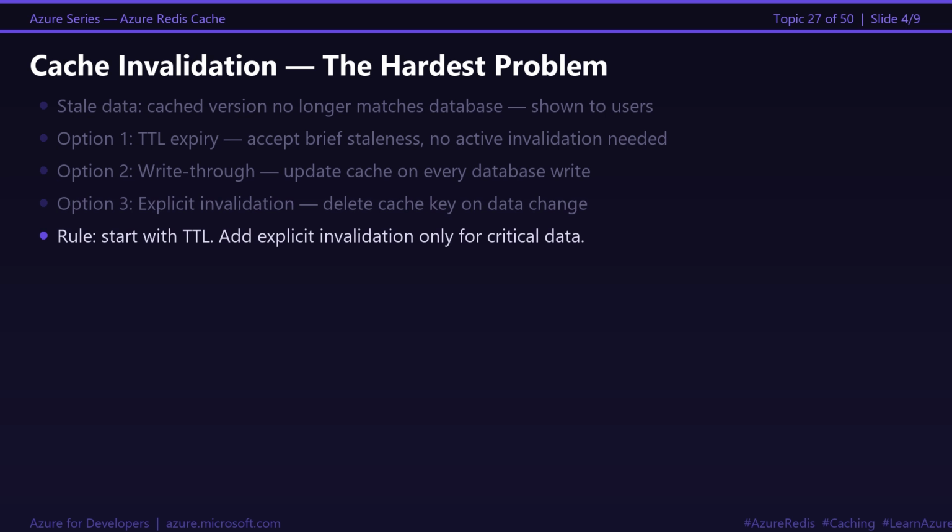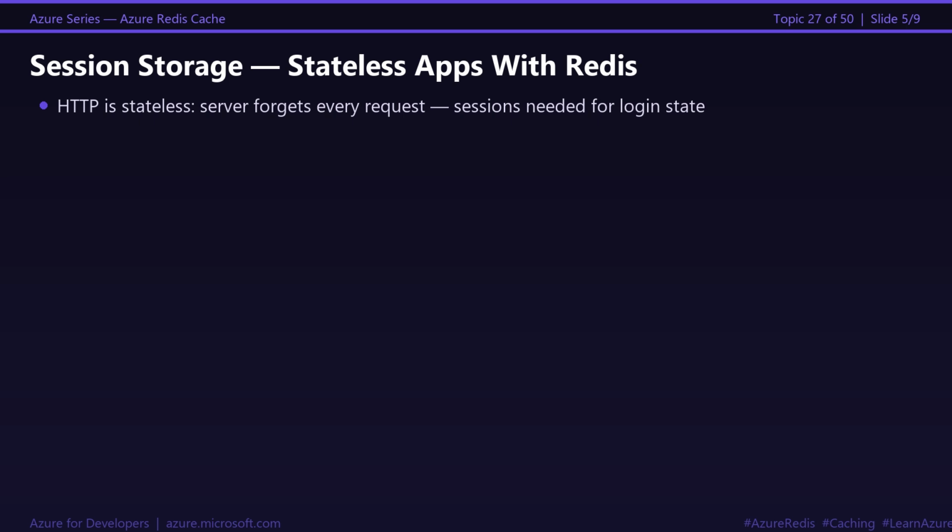My recommendation: start with TTL expiry for all new caches. Only add write-through or explicit invalidation when you have a specific staleness problem. Avoid over-engineering cache invalidation before you have proven you need it.